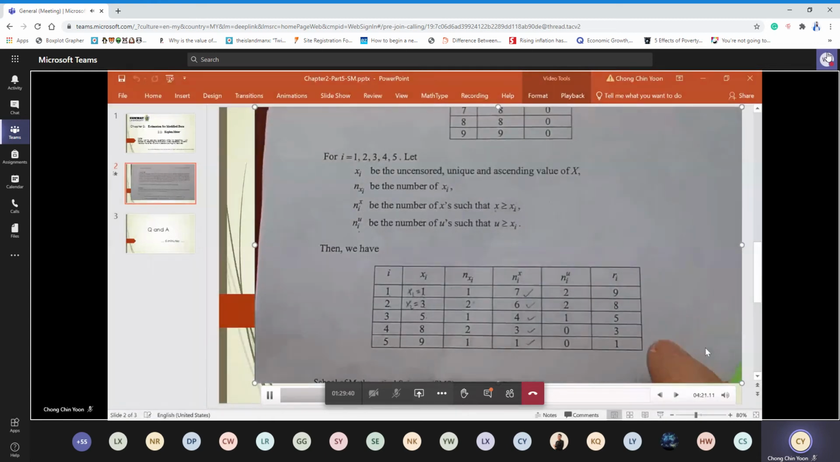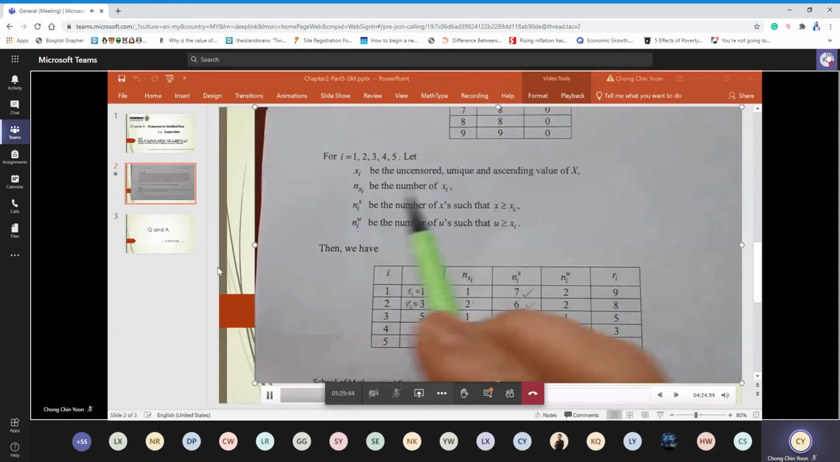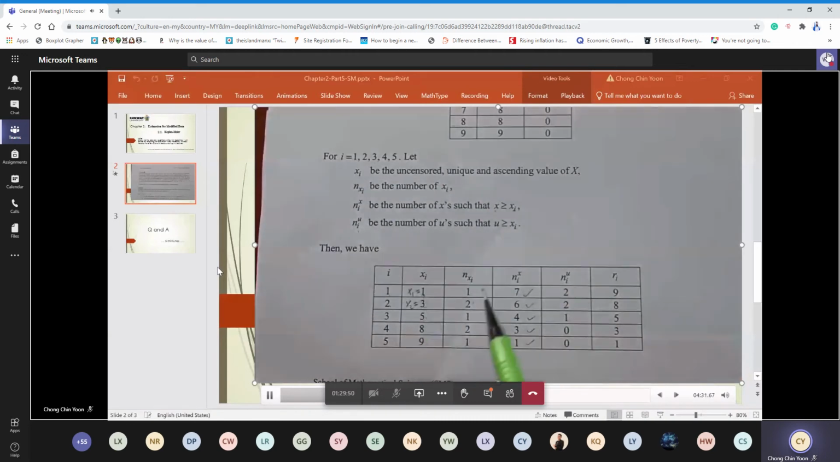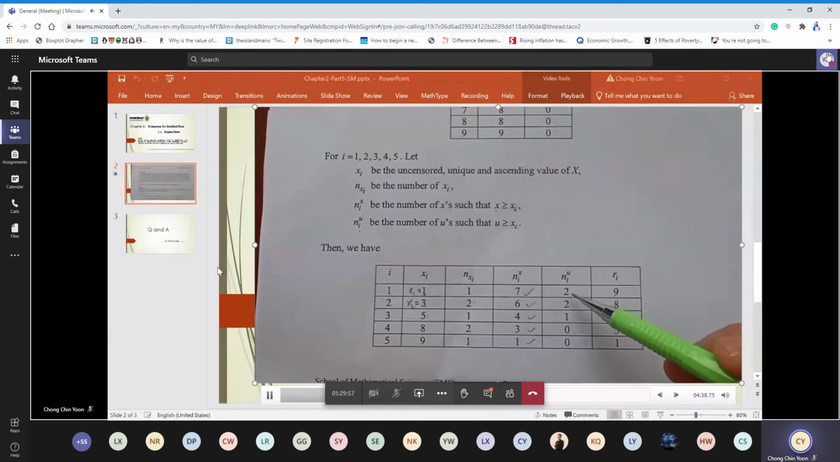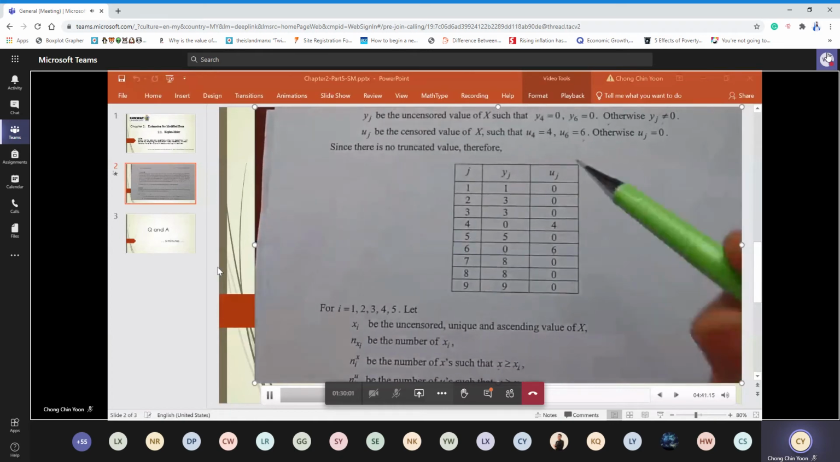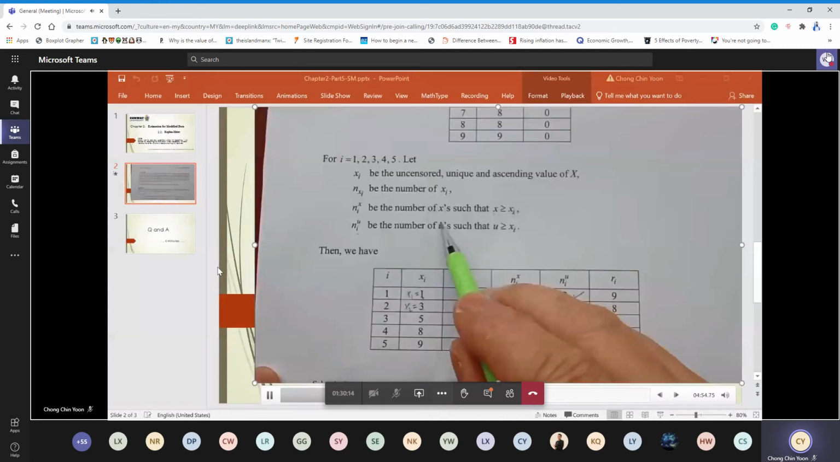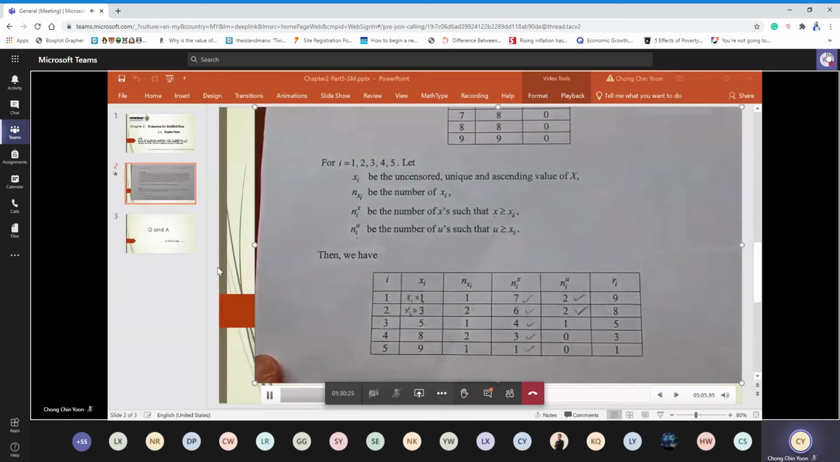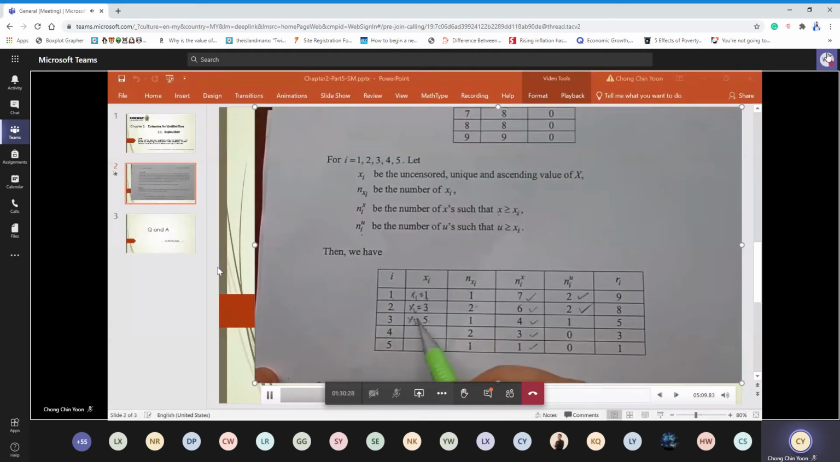Next we calculate the conditional nui. Again we compare to x1, which is 1. How many u values are more than or equal to 1? The u values we have are 4 and 6, so that means we have two values. Next we choose x2 is 3, how many u values are more than or equal to 3? Again we have these two values, 4 and 6. That's why it's 2.